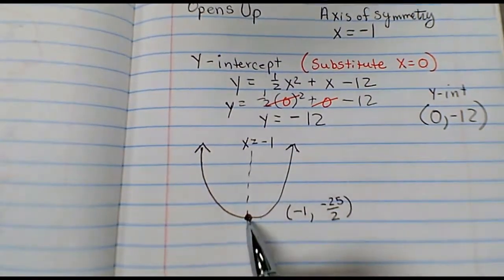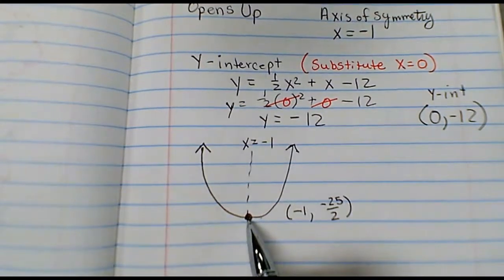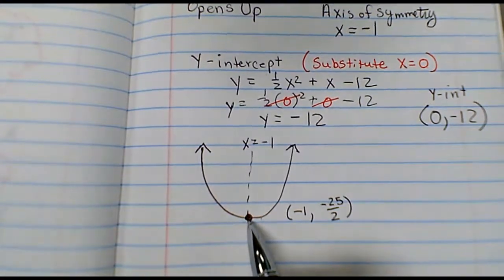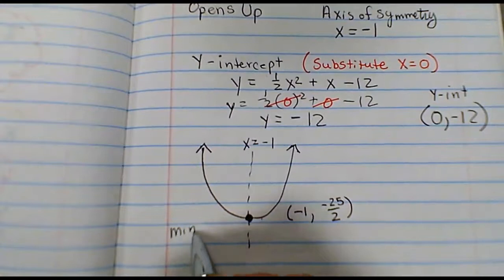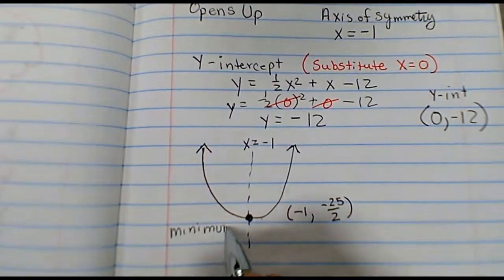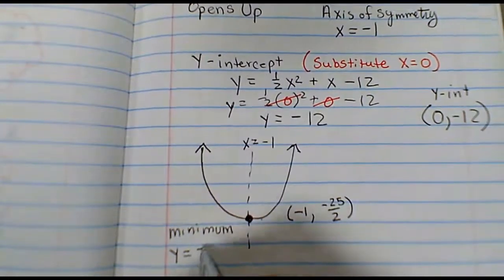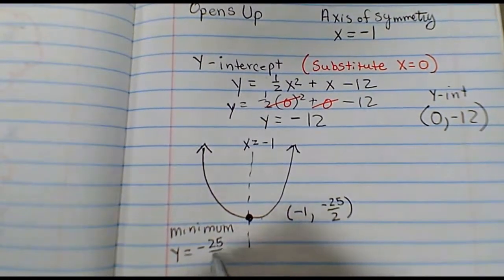This point right down here, what's it called? This is the vertex point. Is this vertex a maximum or a minimum? And the minimum value is -25/2.